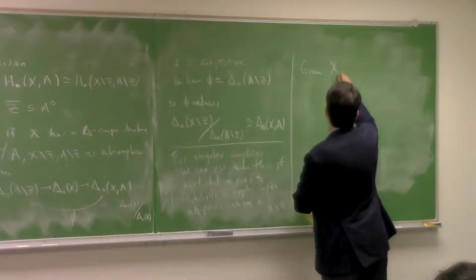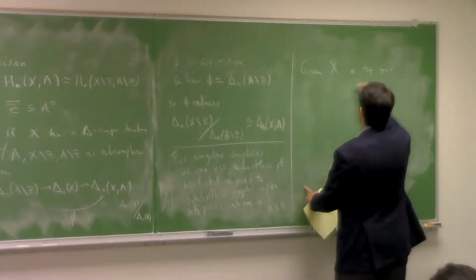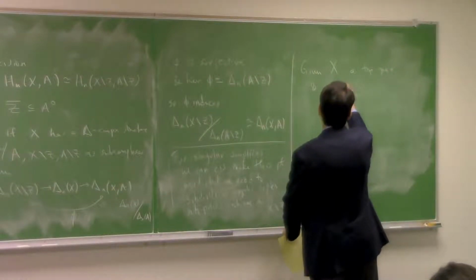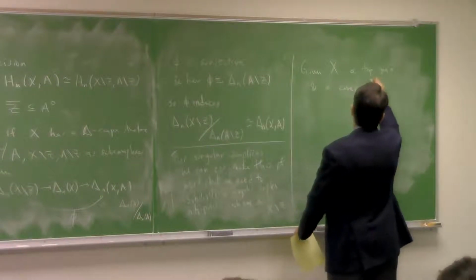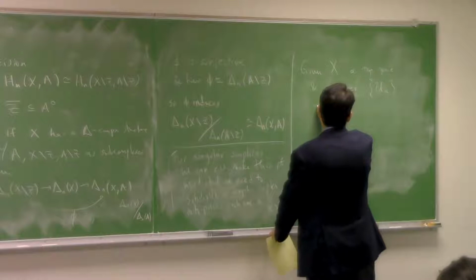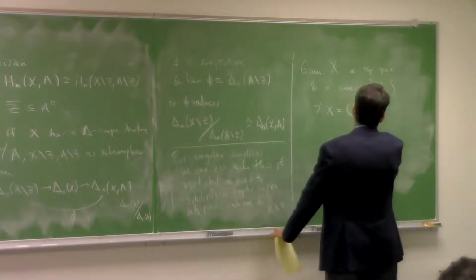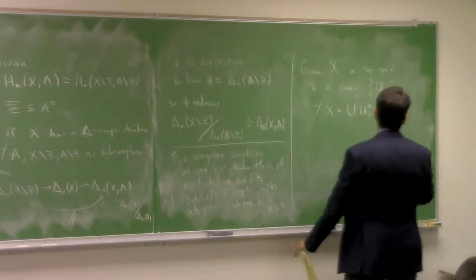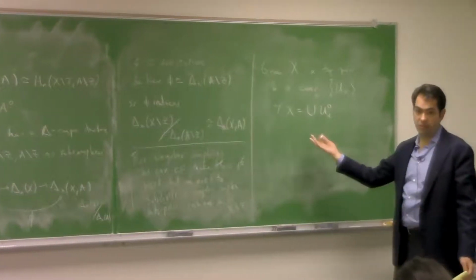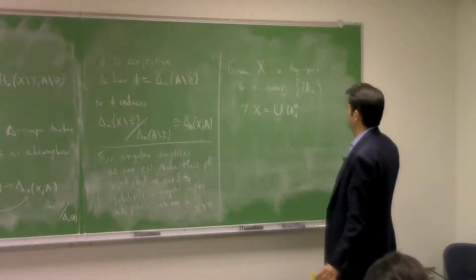So given X a topological space and a cover, say U alpha, with X equal to the union of the interiors. All right, so I'm not going to assume that they're open, just that the interiors cover. And I'm not assuming that it's finite or that this is compact.